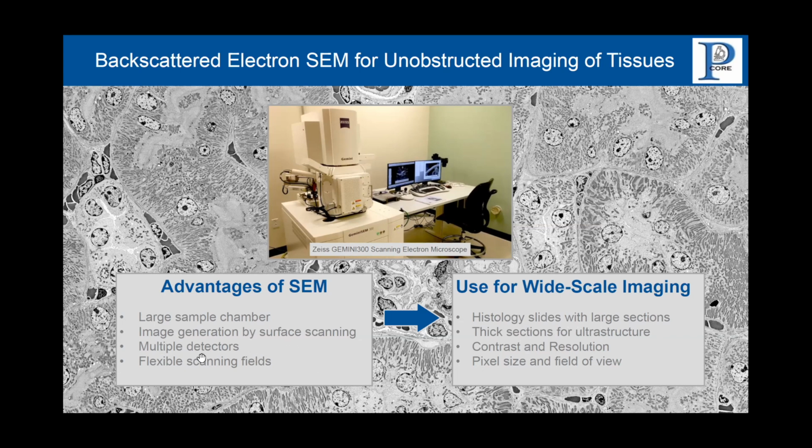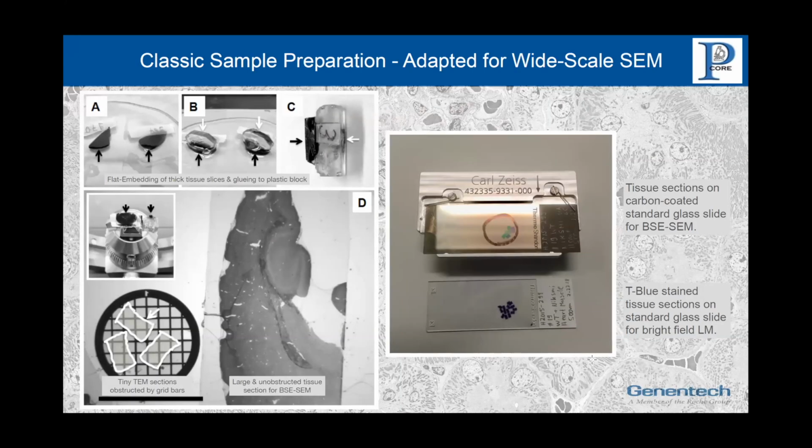Then an SEM is usually equipped with multiple detectors. This helps in optimizing getting the best images with the best contrast and resolution. And one of the major advantages is that because an SEM does not have a CCD camera with fixed field of view, an SEM has flexible scanning fields, and therefore for each question we can optimize the pixel size and the field of view that is most appropriate for the question pursued. Now, here is a quick look at how we mostly prepare our samples in order to optimize this workflow.